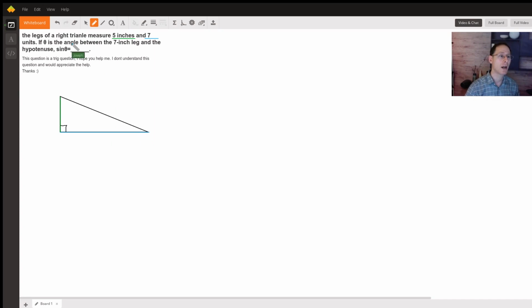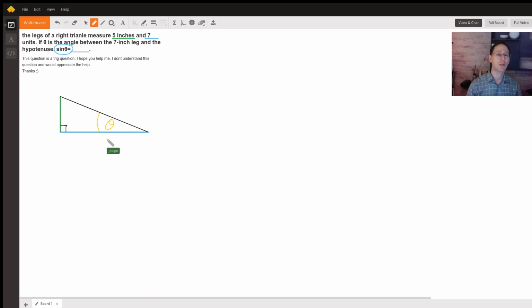So what we're trying to find is the sine of the angle, specifically the angle that is between our blue 7-inch side and the black hypotenuse there. So we want the sine of that angle right there.